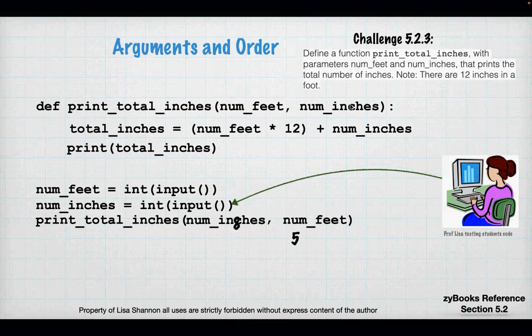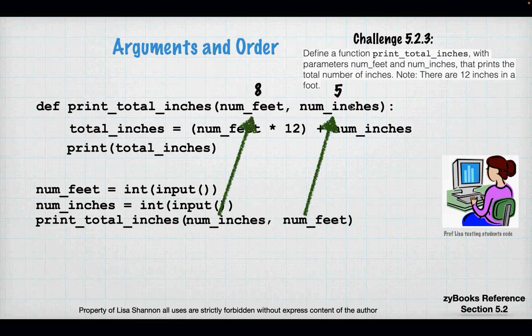So I'm going to put in my 5 and my 8 again. So num feet is 5, num inches is 8. What do you think happens when I call the function? So when I call the function, it's positional. So that 5 goes to num inches in the function itself. So the names don't matter. They just don't. So when I do this calculation, and remember the only thing I did was switch those two arguments, I'm going to get a very different answer.